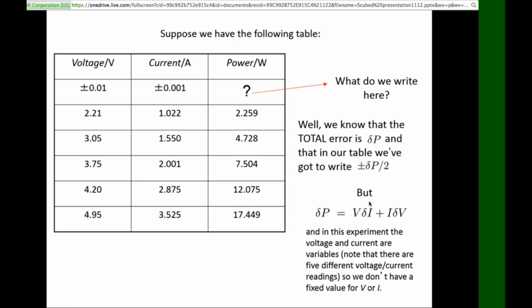The thing is that the error delta P changes with each value of voltage and current. Therefore, there is no constant delta P. Delta P is a variable.